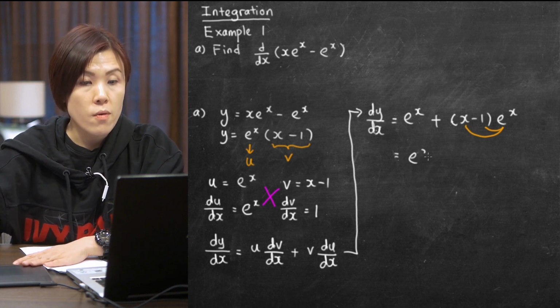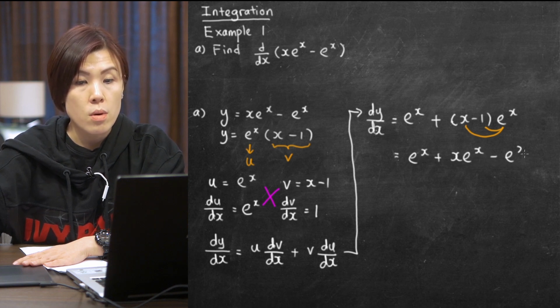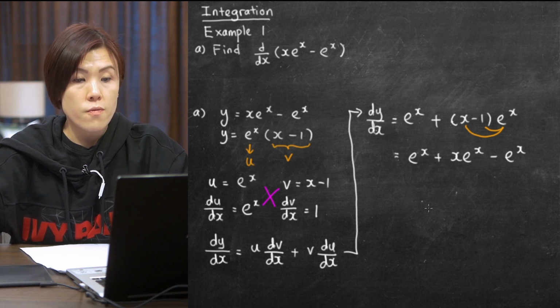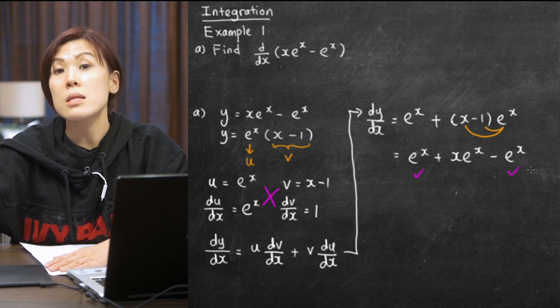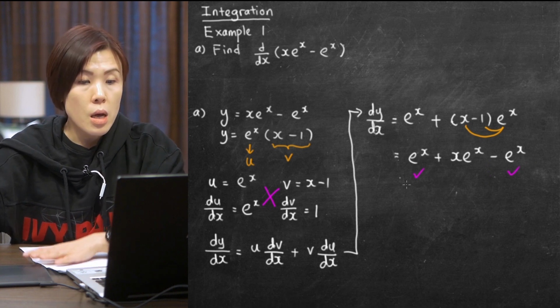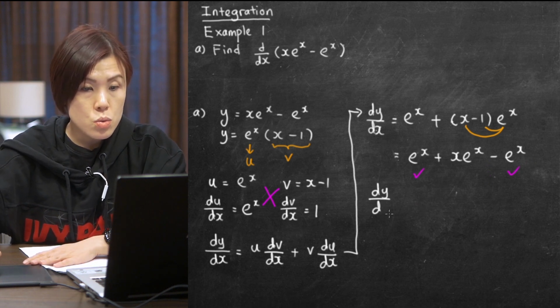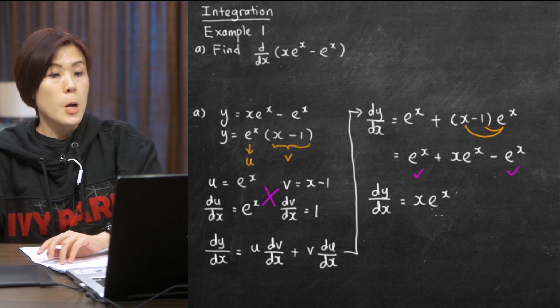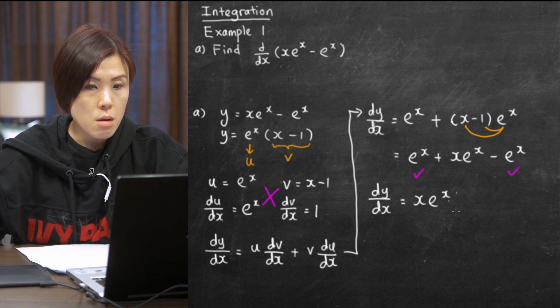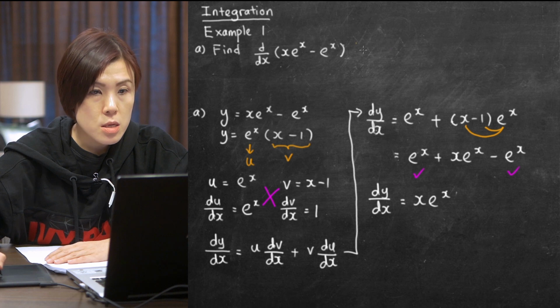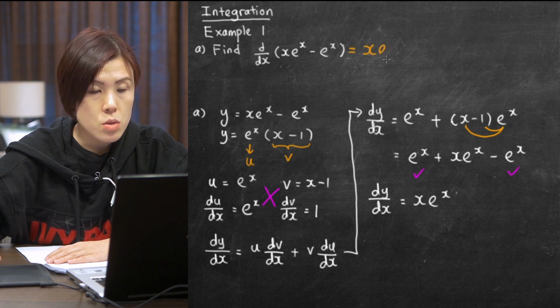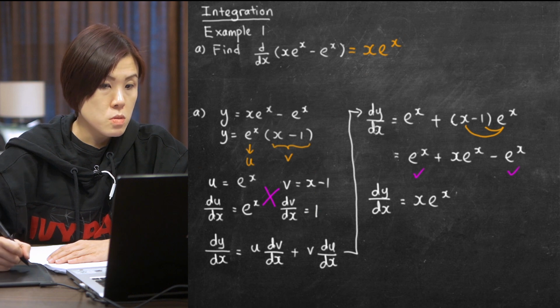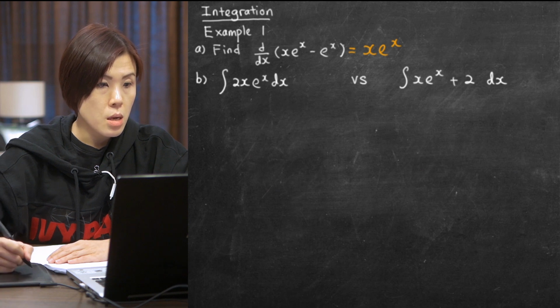And we have e to the power of x plus xe to the power of x minus e to the power of x. As you can see, this and this are the same, so they cancel off. So in the end, the answer to this question will be xe to the power of x. This is the derivative. Okay, let me put down the answer. So the answer to this is xe to the power of x. So next, I'm going to show you example 1b.